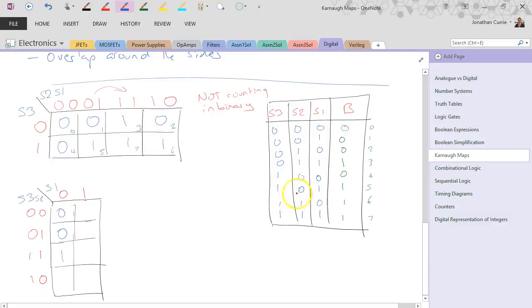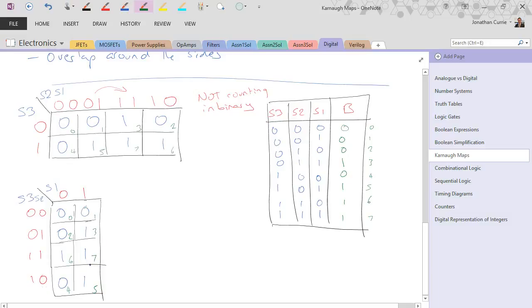And then I've got 1, 0, 0, row 4, which is a 0. Okay, so this was row 0, 0, 1, 0 is row 2, 1, 1, 0 is row 6, and 1, 0, 0 was row 4. 0, 0, 1 will give us row 1. 0, 1, 1 give us row 3, which was a 1. 1, 1, 1, row 7, 1, 0, 1 will give us row 5. And that will be 7 there.